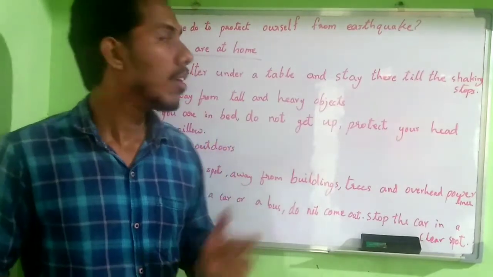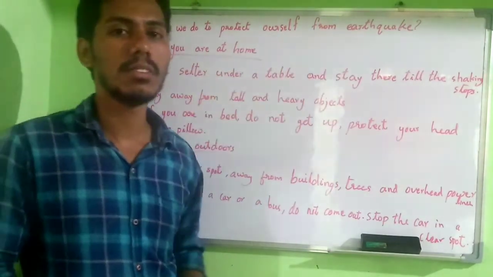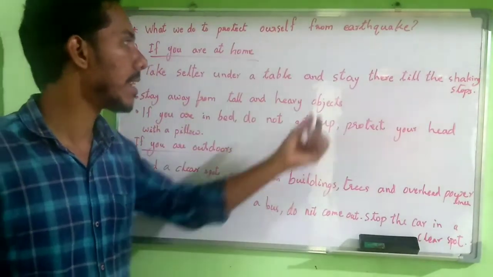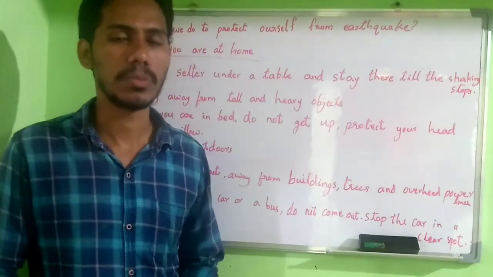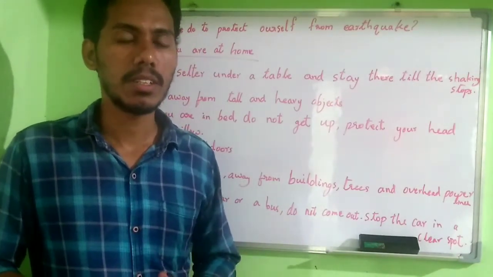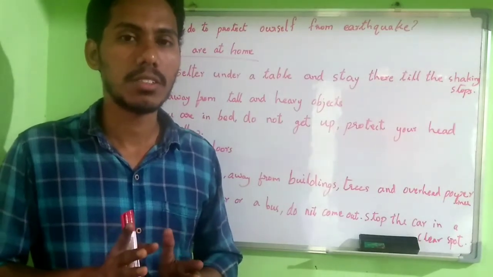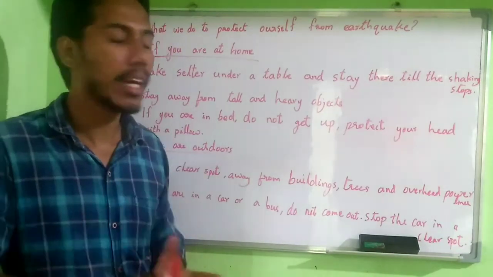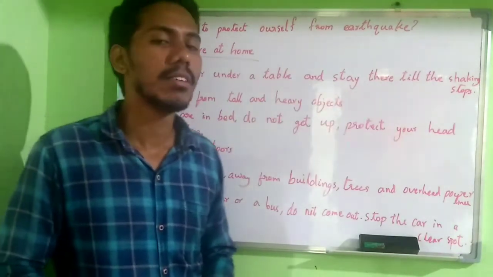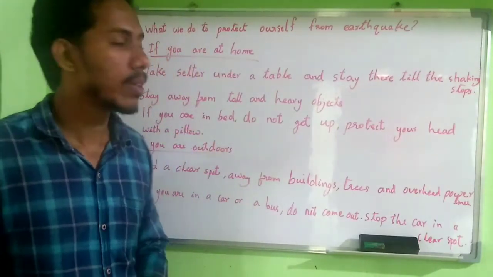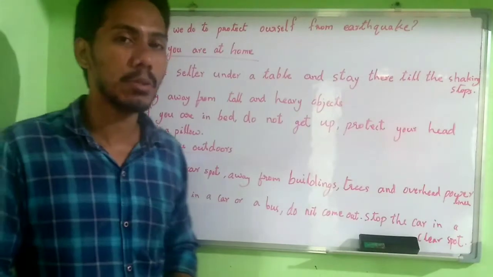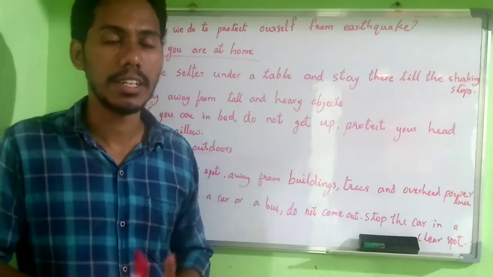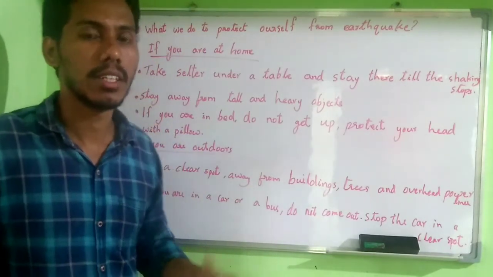Okay, then what do we have to do to protect ourselves from an earthquake? If you are at home, then what can you do? Take shelter under a table and stay there till the shaking stops. If you are at home and suddenly the shaking starts, you can protect yourself by escaping to a table and staying there till the shaking stops. Then stay away from tall and heavy objects. They may fall on your head.